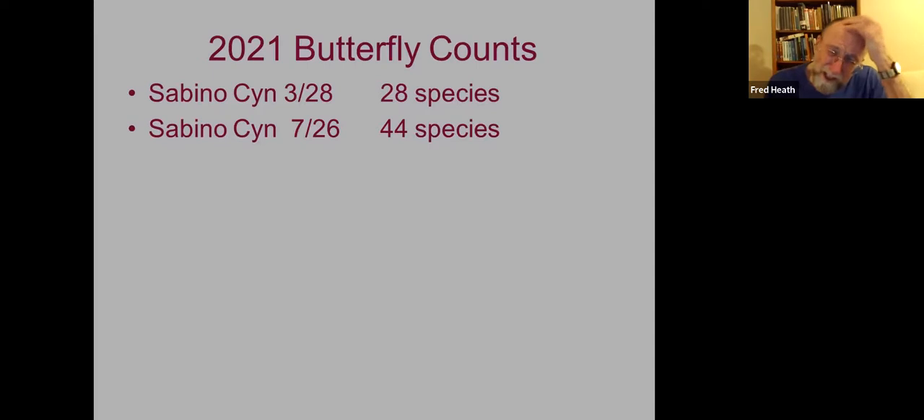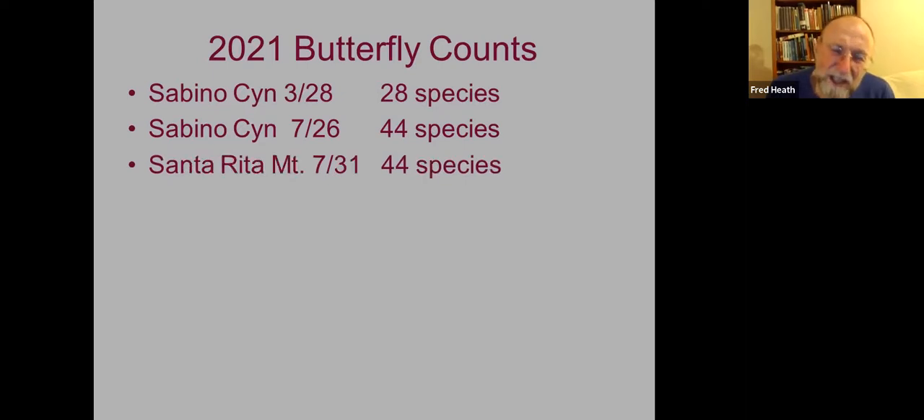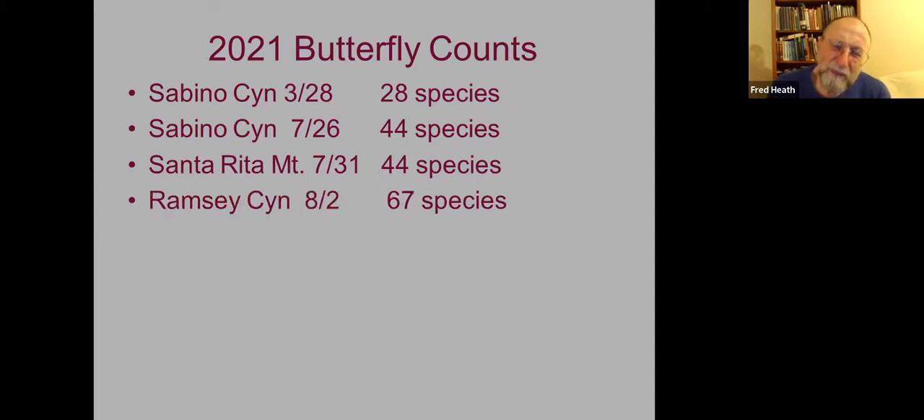There's a Sabino Canyon summer count, which we did on August 26th, and it had 44 species. Again, not many individuals, and 44 species, like I said, the average is usually 60. And then the Santa Rita Mountains summer count was done at the very end of July. And again, it had 44 species, which was below its average. Again, not many individuals.